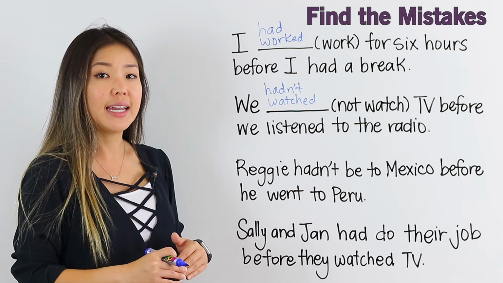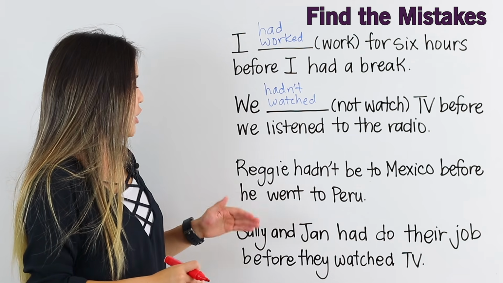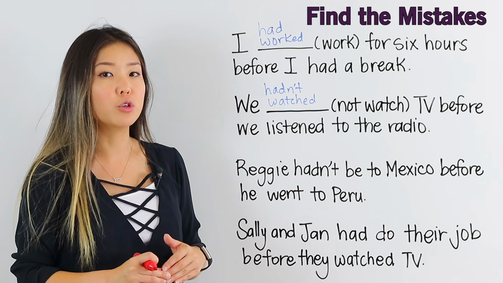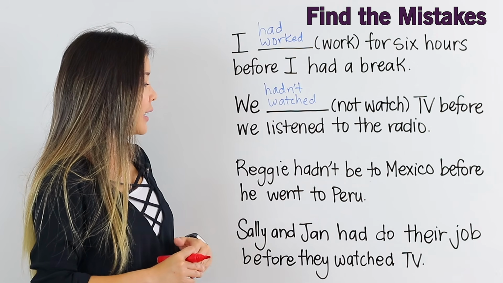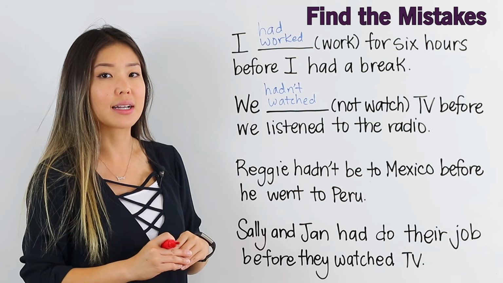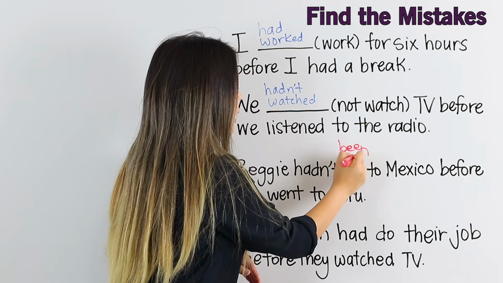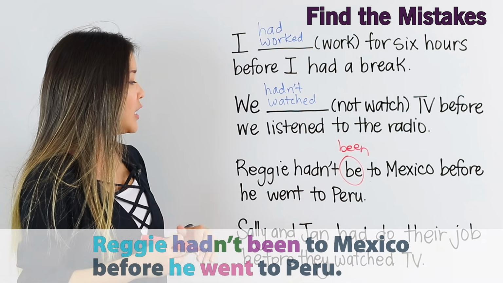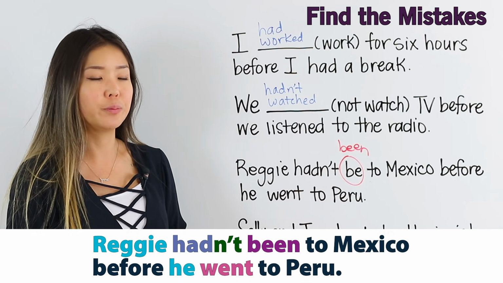Now, find the mistake in the next sentence. Reggie hadn't been to Mexico before he went to Peru. Well, we have the subject here, and for the negative, hadn't is correct. However, we need the past participle of the verb be. So the correct answer is, Reggie hadn't been to Mexico before he went to Peru.